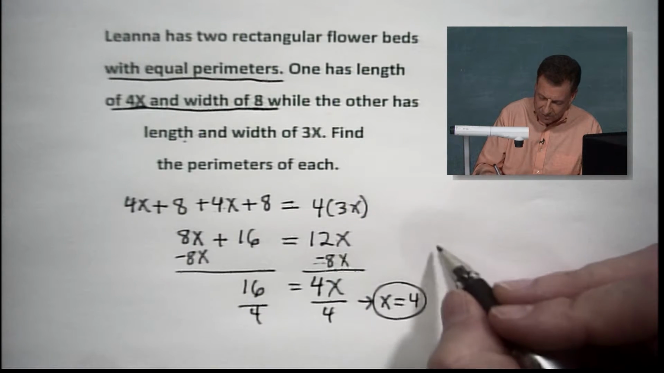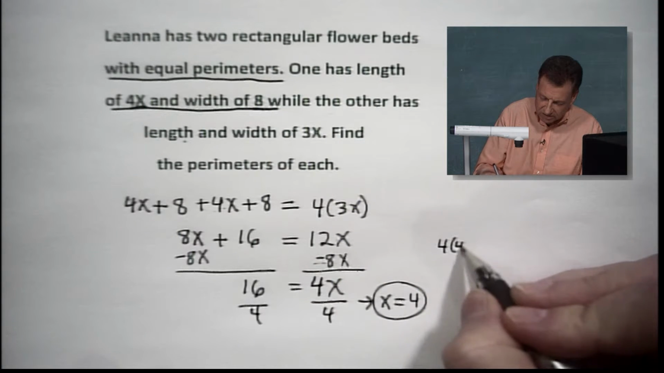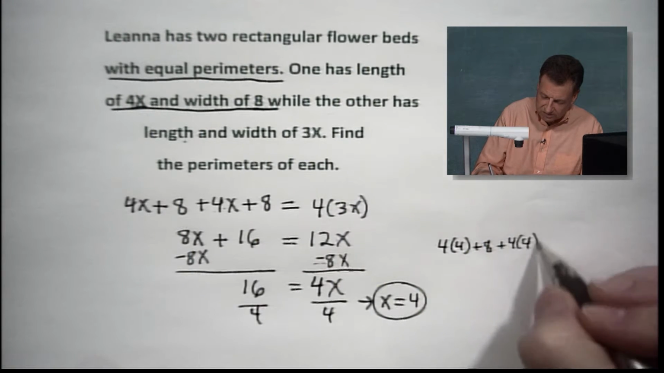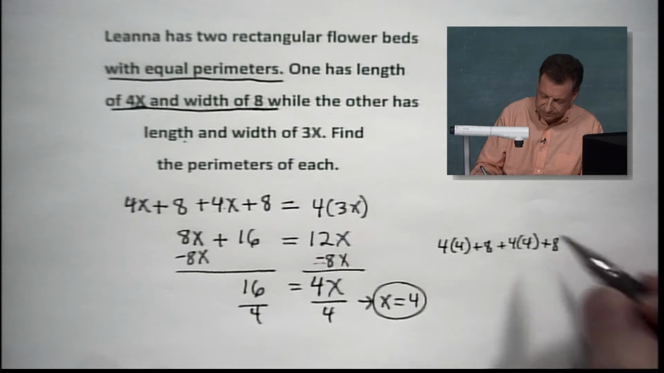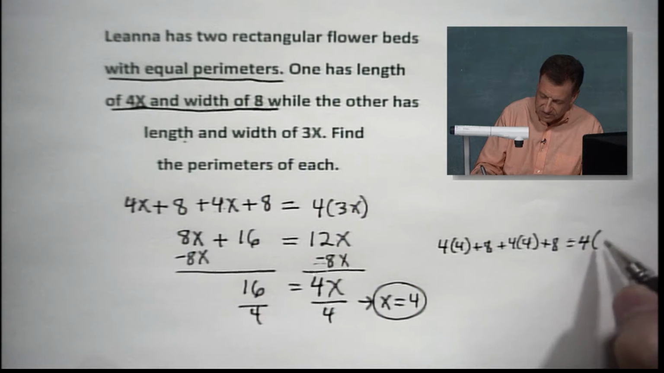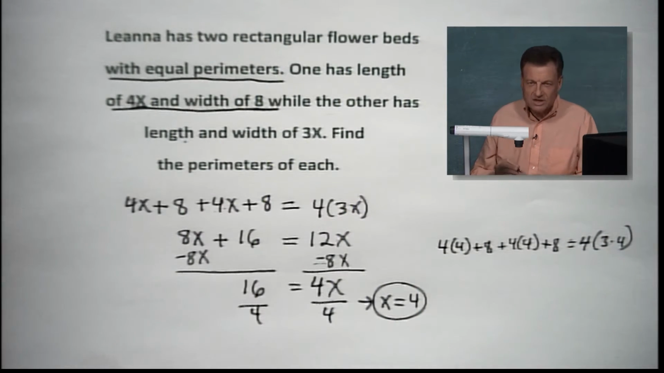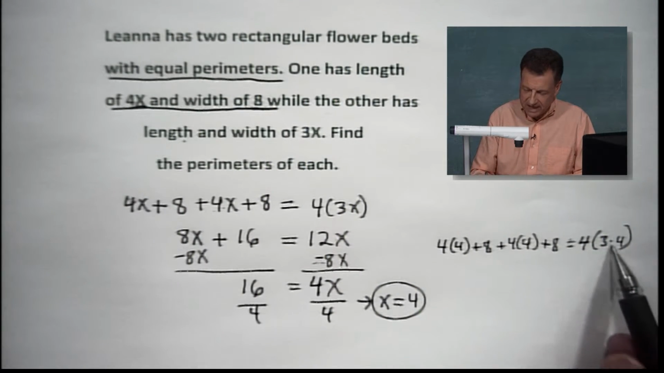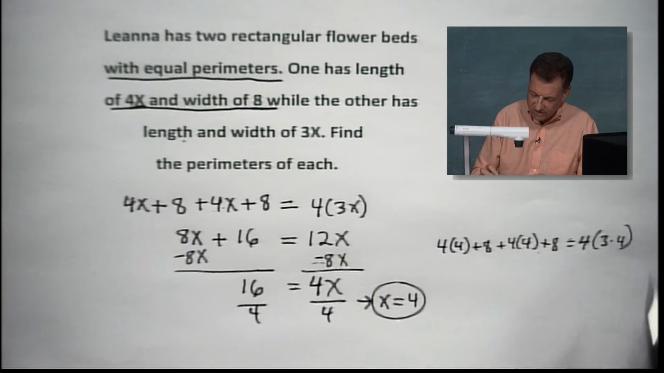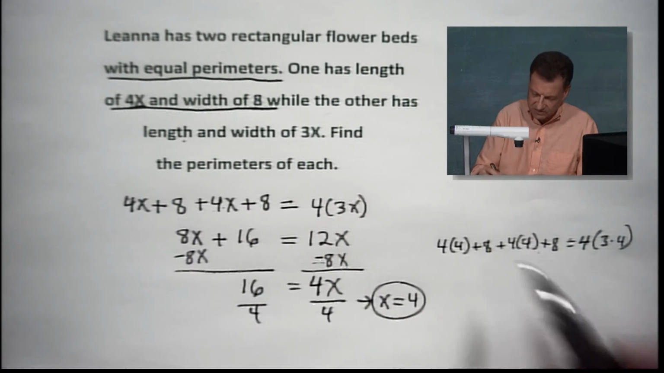We're going to pick it up, and we're going to say 4 times 4 plus 8 plus 4 times 4 plus 8, and we're going to let that be equal to 4 times 3 times 4. So in other words, we should be able to pick up the same amount on both there. And for some of you, that probably just ran off your page, off your TV screen. Let's see what happens here.